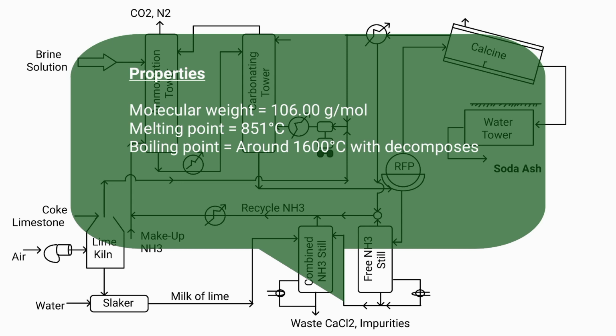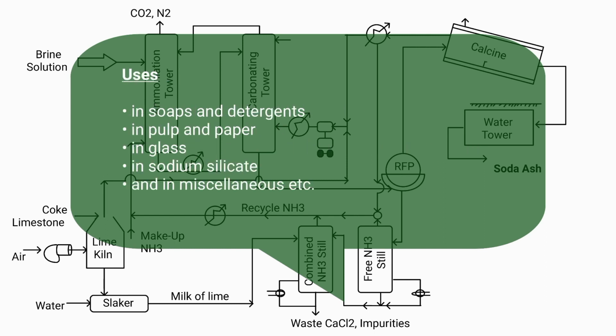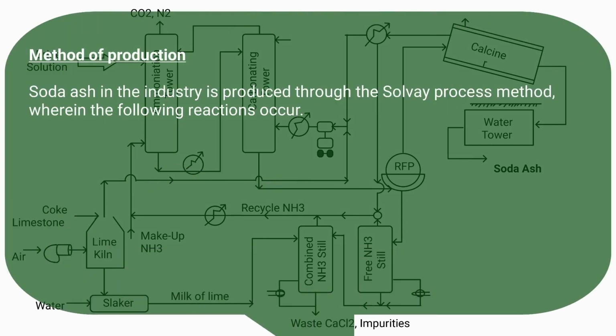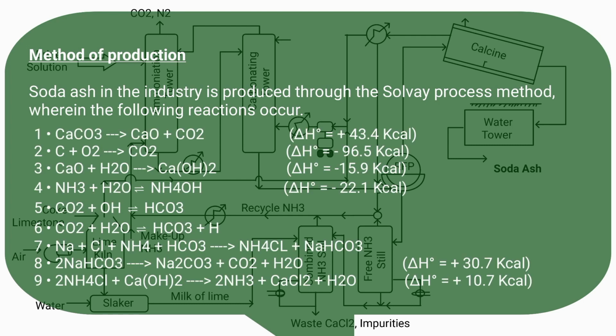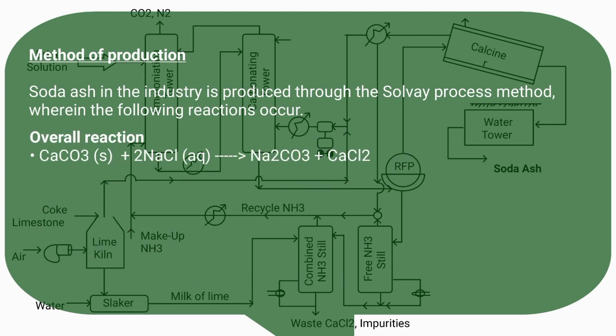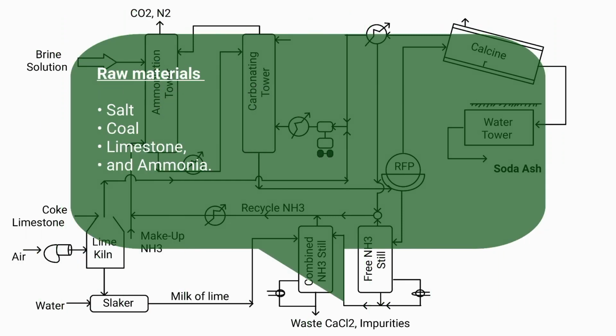This decomposition results in the release of carbon dioxide gas, and soda ash is used in making chemicals, in soaps and detergents, in pulp and paper, in glass, in sodium silicate, and in miscellaneous uses. Soda ash in the industry is produced through the Solvay process method, wherein the following reactions occur. If you are unable to recall all of these reactions, you can note down the overall reaction. To produce soda ash, the primary ingredients required are salt, coal, limestone, and ammonia.